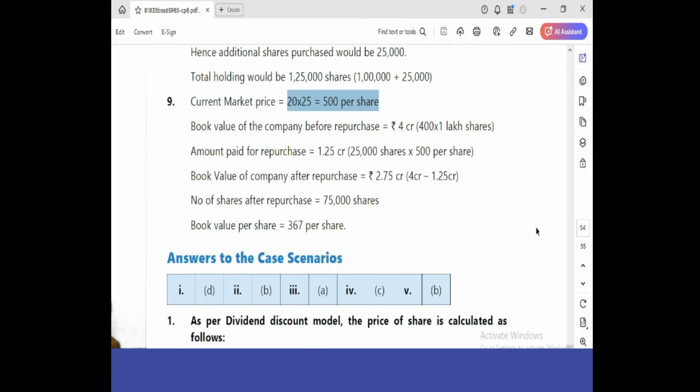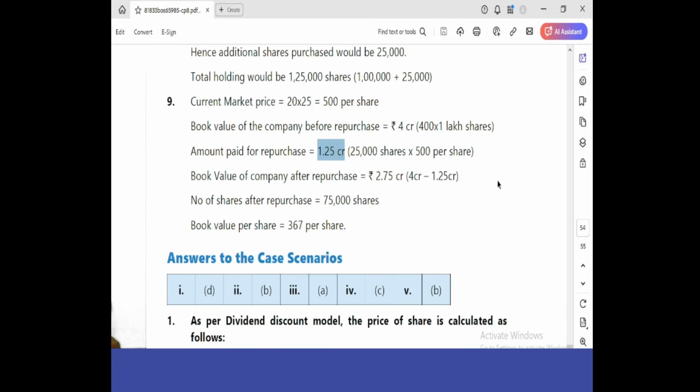And your company is going to buy back 25,000 shares at rupees 500 per share. Works out to rupees 1 crore and 25 lakh. So 1 crore and 25 lakh is the amount that will be spent on buyback. That is cash going out. Is that fine? Yes, sir.